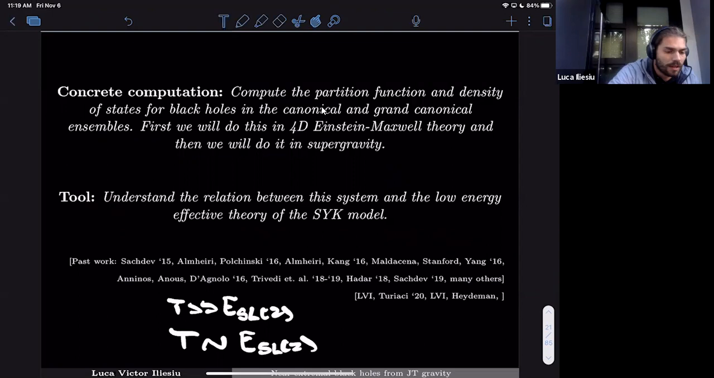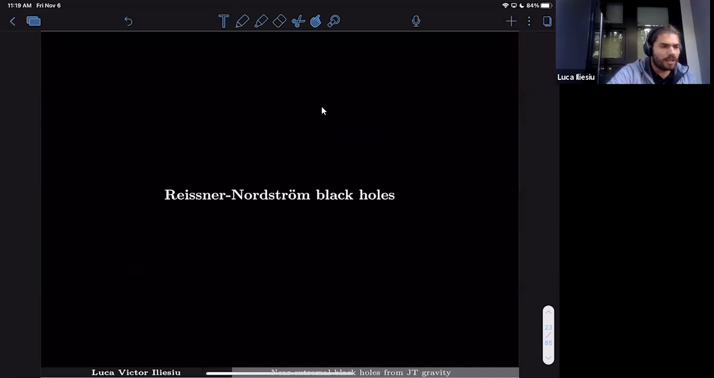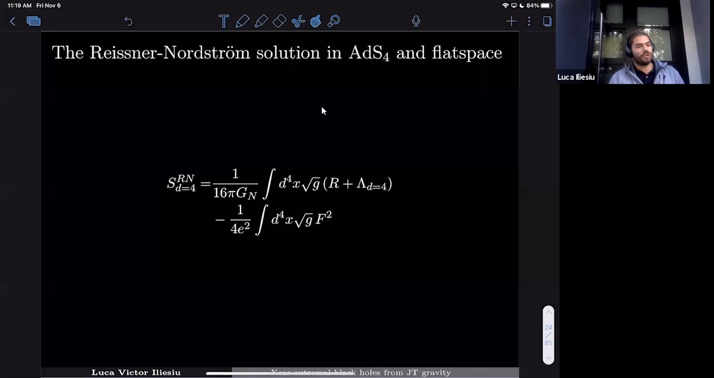Okay, good. I'll start, as I previously mentioned, by discussing Reissner-Nordström black holes. These are just solutions of the Einstein-Hilbert action. This is the scalar curvature. We can have an arbitrary cosmological constant in 4D. And we just couple general relativity to electromagnetism, so to a U(1) Maxwell theory. And the question is, how can we understand the partition function associated to such solutions?